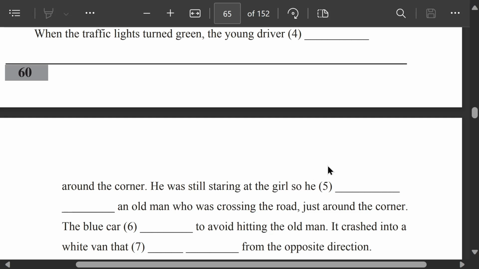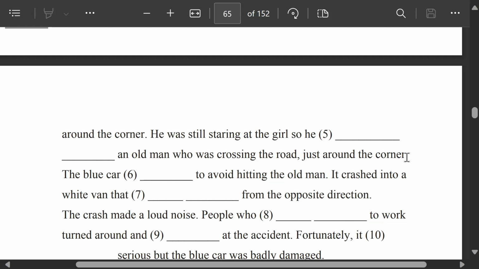He didn't stop. Yeah. So he was still staring at the girl. So now we show the consequence. What did he do to the old man? He didn't see an old man who was crossing the road. Okay, it can be. He didn't see an old man who was crossing the road. Okay, it matches. Let's see what happens next. Just around the corner, okay? The blue car did something to avoid hitting the old man.